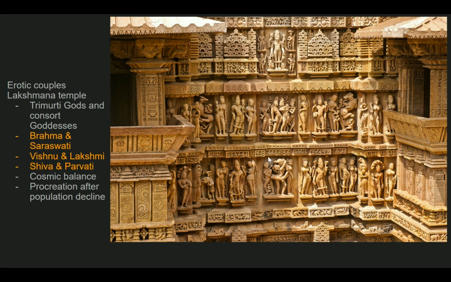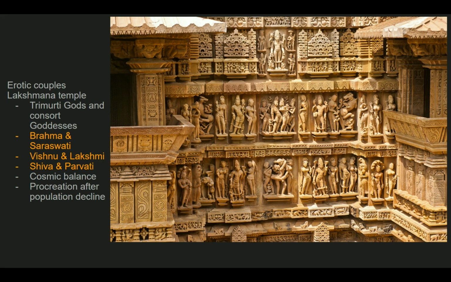This temple is also known for these kind of explicit, erotic couples. But again, this isn't meant to be pornographic. They're not. It's shocking, perhaps from a Western perspective, but it's supposed to emphasize this sense of balance. The Trimurti gods, amongst the others, they all have their consorts that they're constantly searching for balance. Brahma and Saraswati, Vishnu and Lakshmi, Shiva and Parvati. So it's about this cosmic balance.